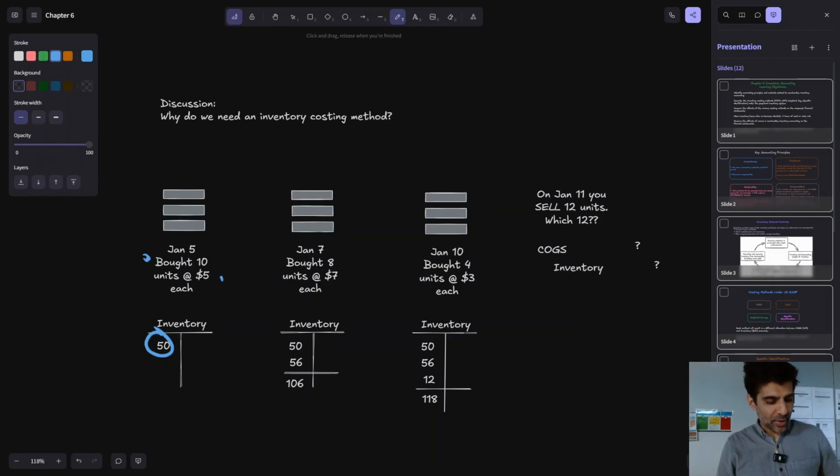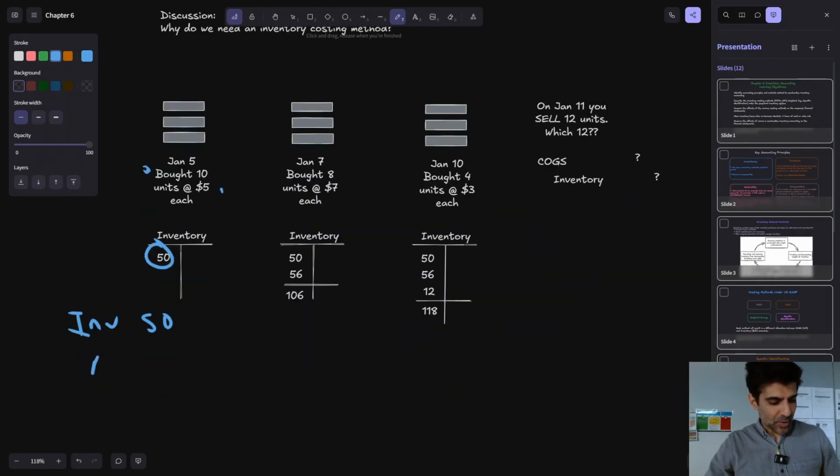We would have done something like inventory, debit $50, and then let's just say accounts payable, so that's where this debit is coming from. Everyone should be familiar with that from last chapter, purchase transaction. Everyone good with that? Okay, then the next day, we're buying 8 more units at a different price.